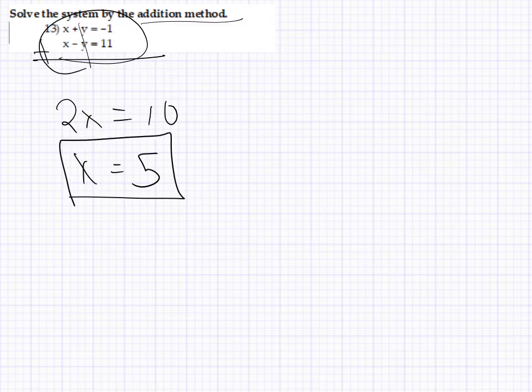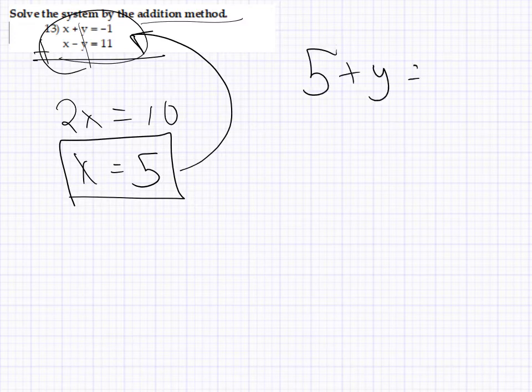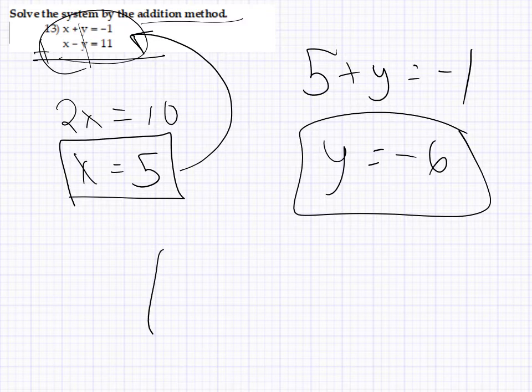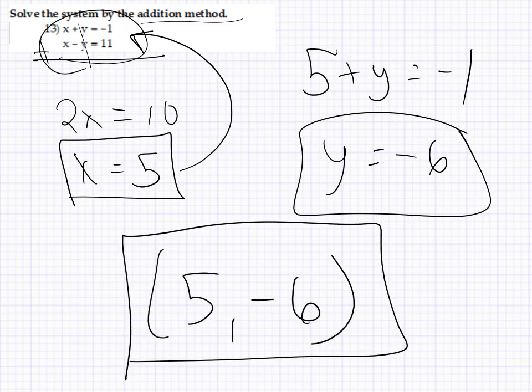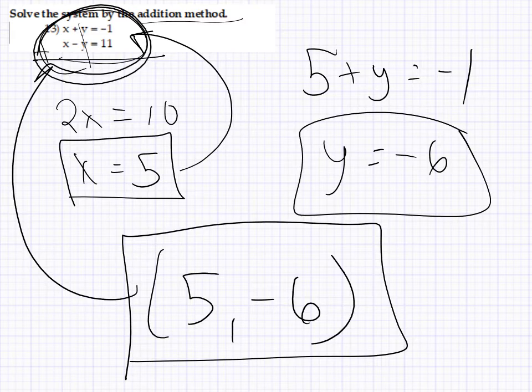I could take that solution and plug it into either one of those equations to find the y, or I could go back and eliminate the y. Both are acceptable. These are pretty easy equations, so I think the best bet would be to just say, all right, let's plug this into, say, the first equation. So x is 5 plus y equals negative 1. So y equals, subtract the 5 to the other side, negative 6. So your solution would be 5, negative 6. That ordered pair, that point, solves the system.